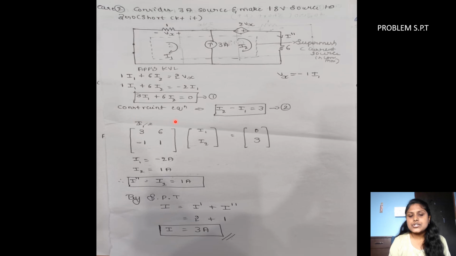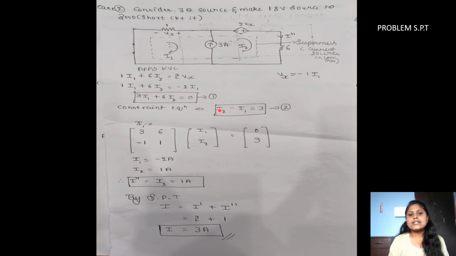So we get a constraint equation: I2 minus I1 is equal to 3. Why have I taken I2 minus I1, not I1 minus I2? Because the current source direction is flowing like this, and I2 is also flowing in the same direction as the 3 amp current source. So I have taken I2 here, but I1 is flowing opposite to the direction of the 3 amps, so I have taken minus I1 is equal to 3.